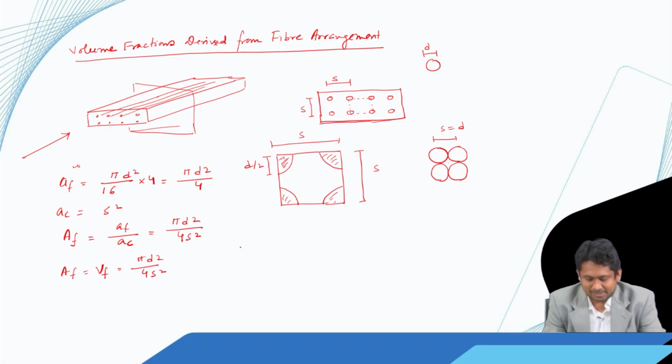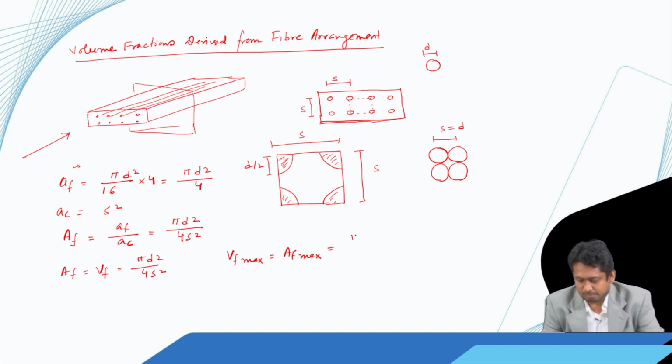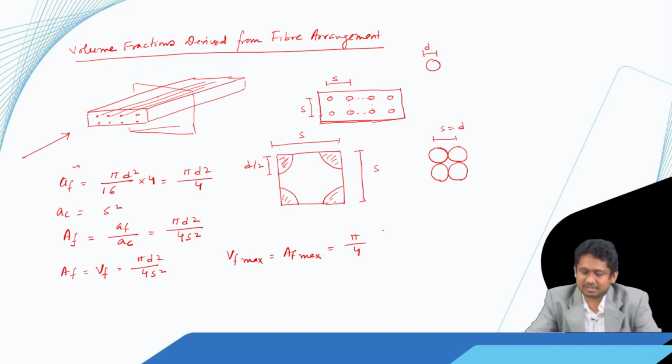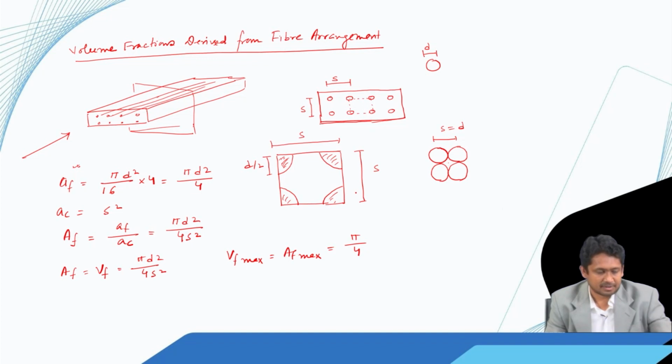So, in the maximum case, V f max is going to be A f max, which is equal to pi by 4, because D is equal to S. That is for cylindrical fibers arranged in a square fashion. Now, we will study if the same cylindrical fibers are arranged in the form of triangles.